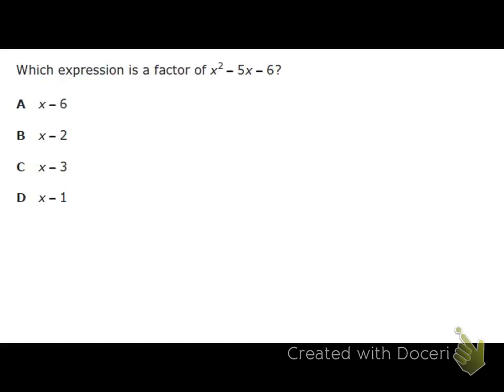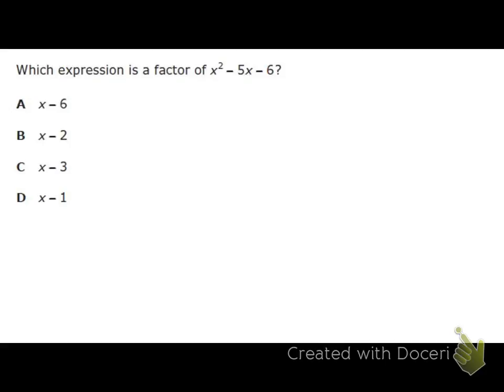Okay, we've got one last problem. Now, the tough part about this problem is that they don't give you the other factor. The answer choices don't have a second factor. The problem doesn't tell you what one factor is, so we're going to have to factor this polynomial. And so let's do it real quick.